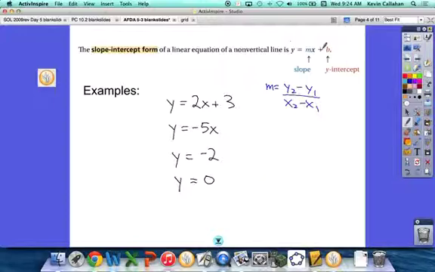The y-intercept. So here's examples of slope-intercept form. Right, so y equals 2x plus 3. What is the slope? 2. What is the y-intercept? 3. Okay, what about this one? I don't see the y-intercept. What does that mean that it is?